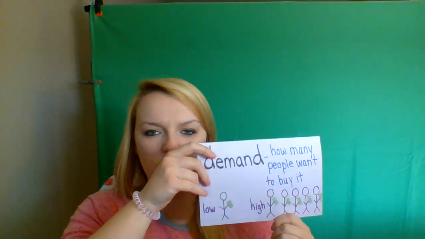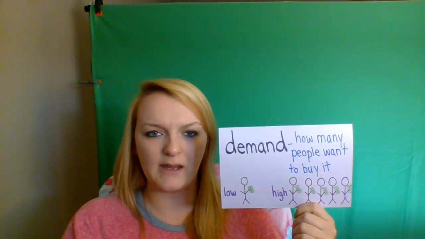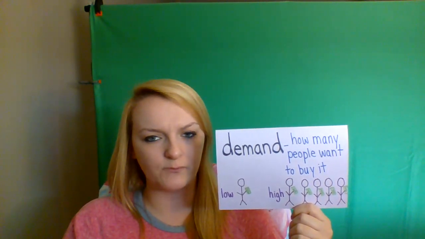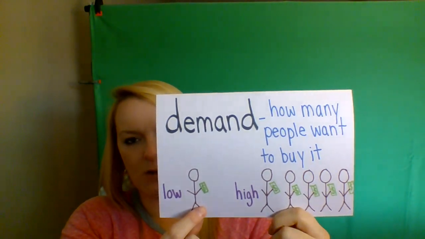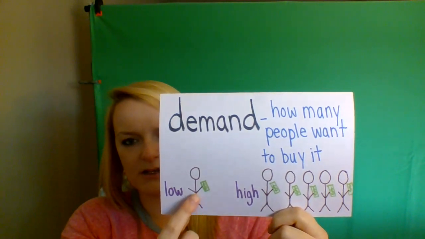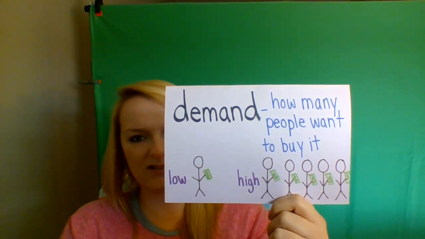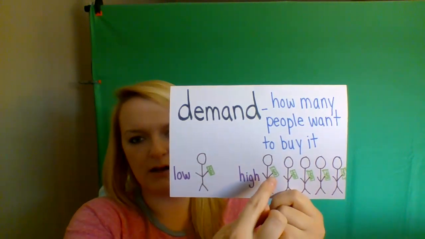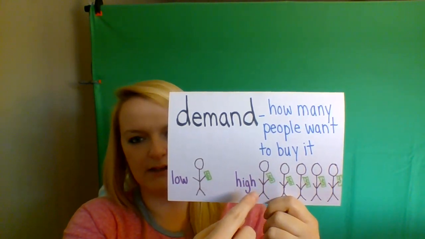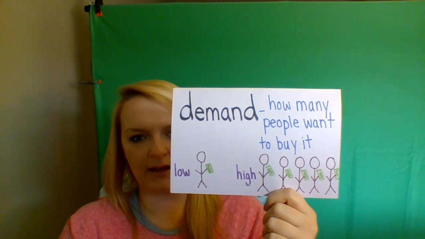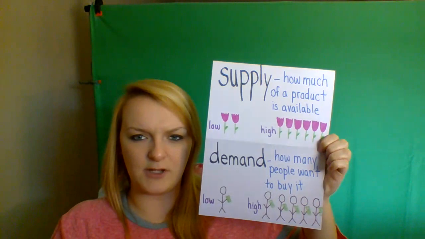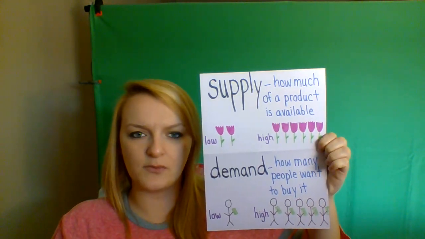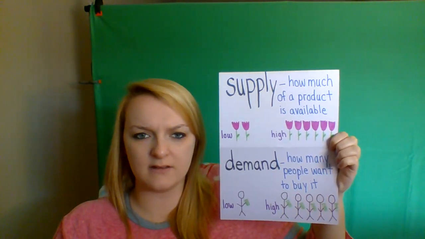We also have demand. Demand is how many people want to buy it. Here we have low demand. There's only one person here who wants to buy it. That's low demand. Here I have many people who want to buy it. That's high demand. Now, these two words really go together in economics, supply and demand. So we're going to think about why that is.